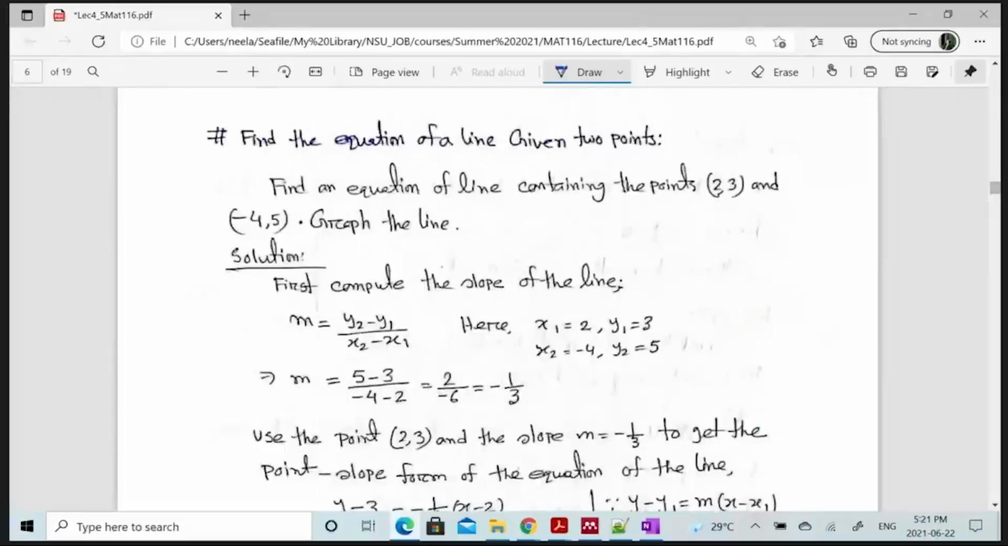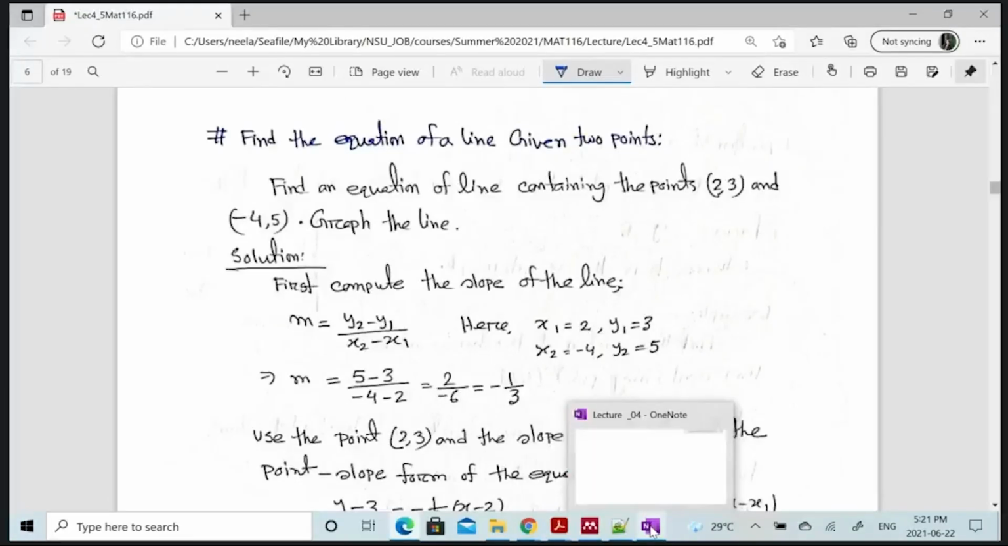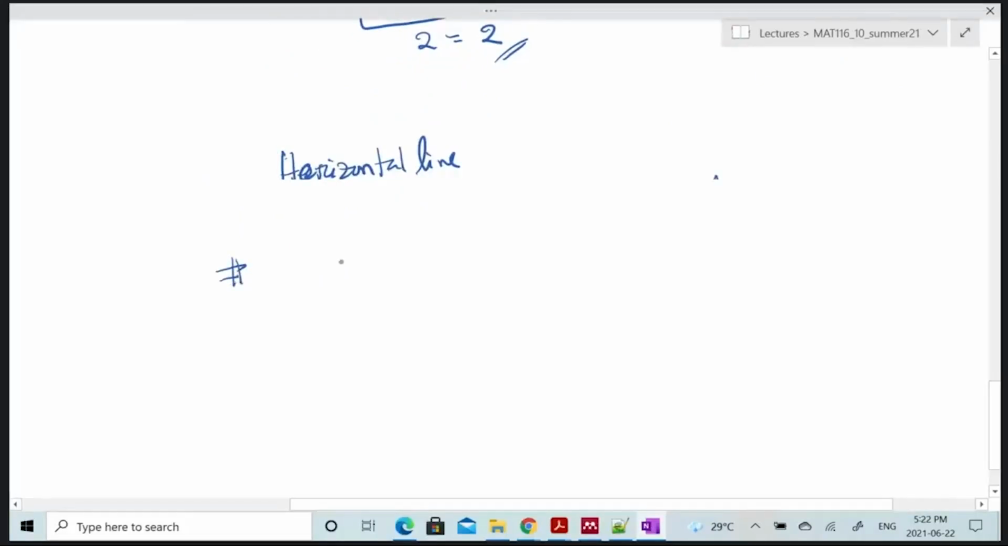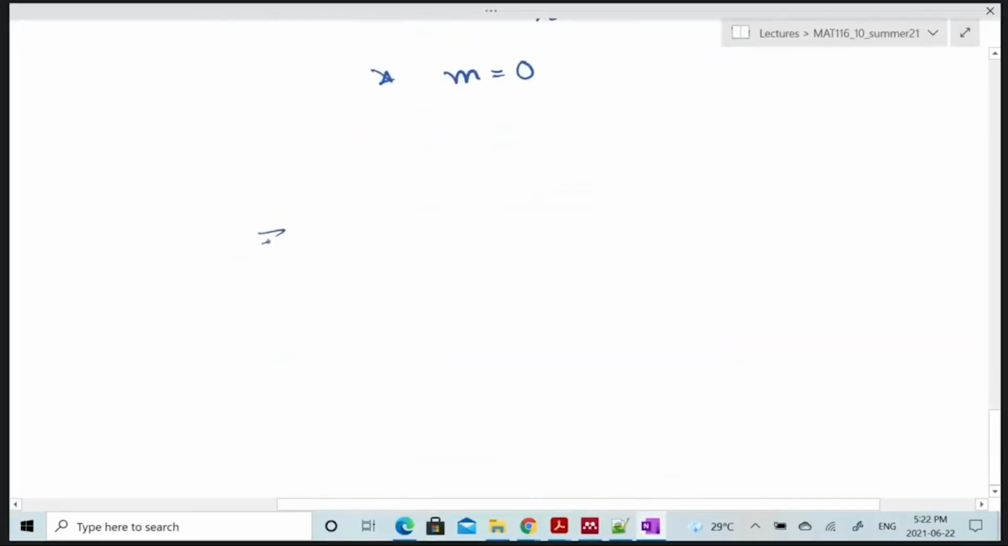Anyway, so now the point is, what if I have only 2 points given? We don't know the slope, but we know how to find the slope. So let's do it. P is given as (2, 3) and Q is given as (4, 5). And we want to use the equation y minus y1 equal to m of x minus x1.